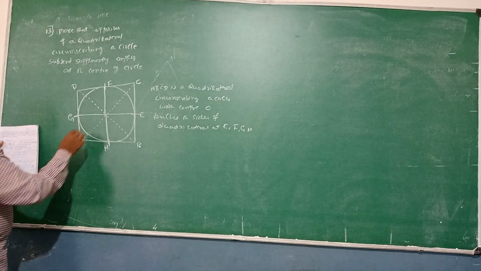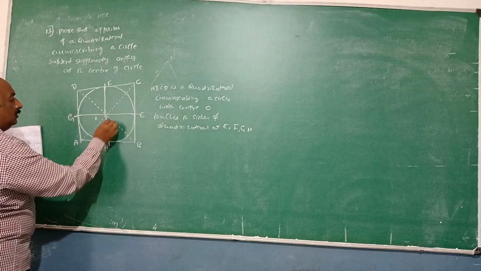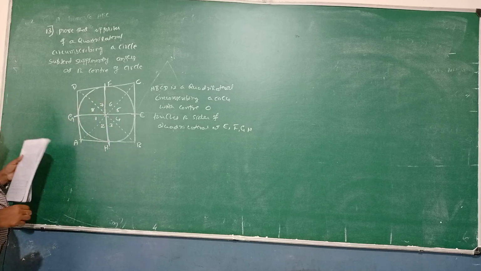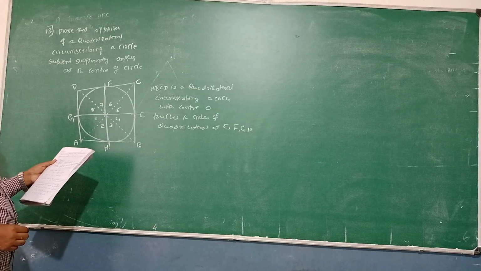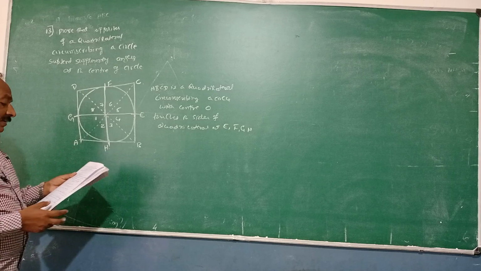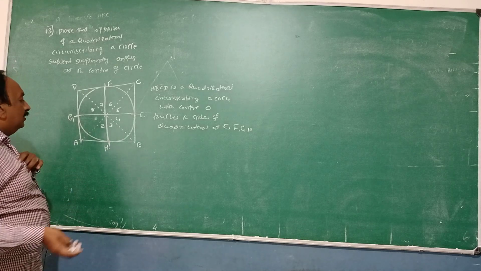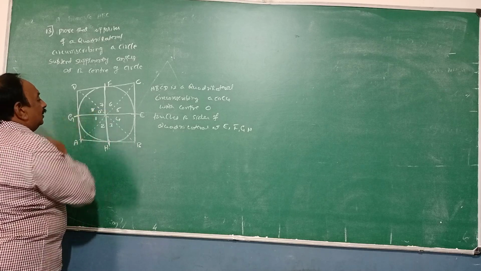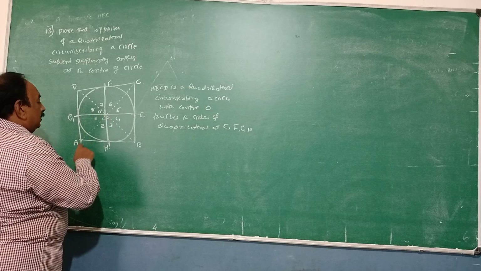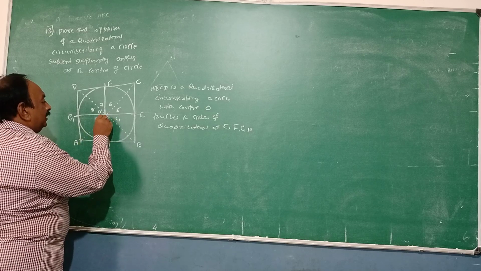Here the angles are 1, 2, 3, 4, 5, 6, 7 and 8. Then this is the center of the circle, O.